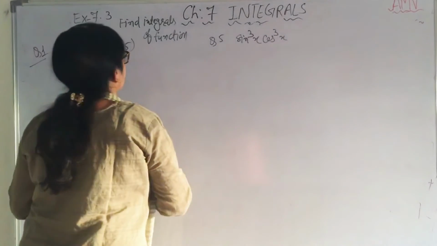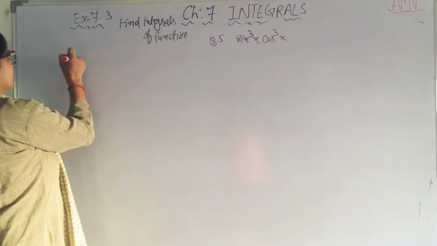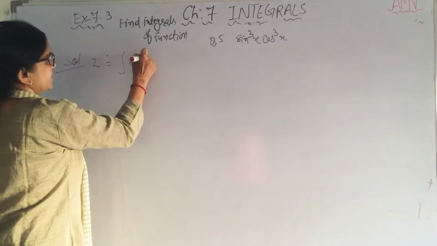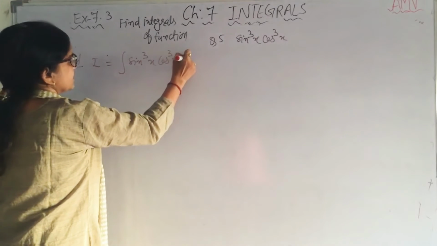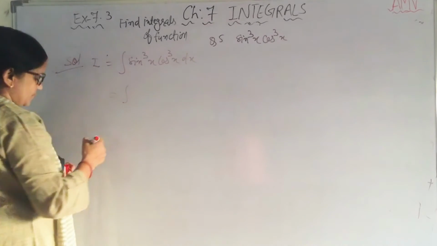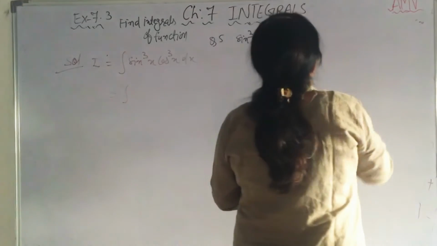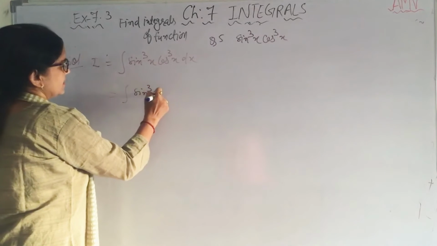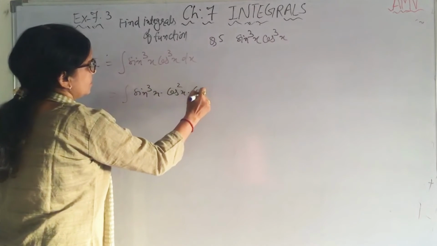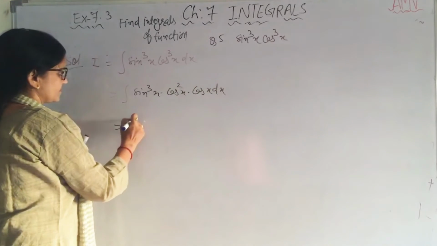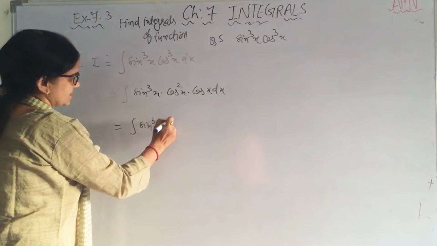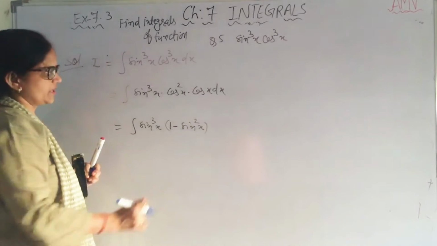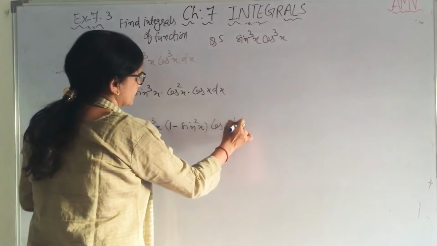Now question number 5. Here the integration is sin cube x cos cube x dx. First of all, students, you can write cos cube x as cos square x into cos x dx. Here sin cube x is written as it is, and cos square x as 1 minus sin square x. Now cos x dx.